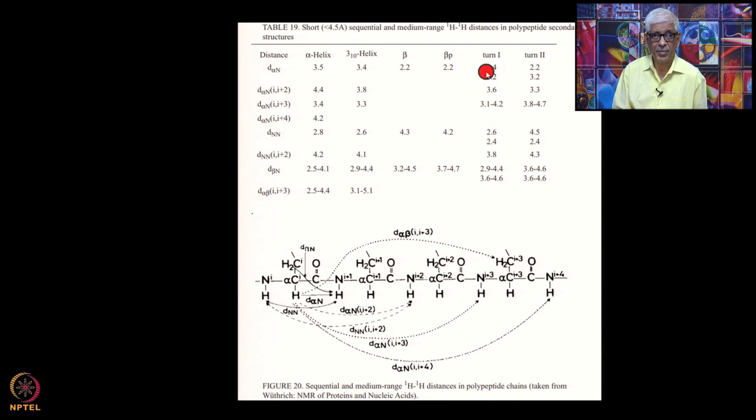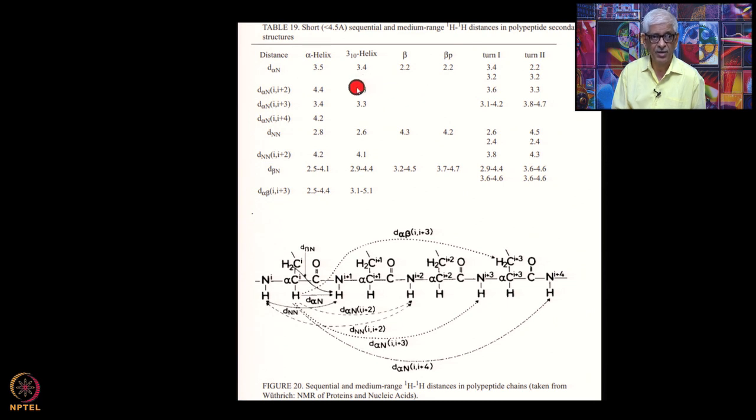And now, beta type turn 1, we indicated the different types of turns, and you will see that turn 1 has these characteristic features, but turn 2 has different features. This particular distance here is very short in turn 2, and this is more like the beta strand, antiparallel beta sheet or parallel beta sheet. This distance is very short, therefore that will discriminate between the two types of turns in this structure. And then you will also have this distance alpha n i to i plus 2, seen at 3.6, 3.3, and you will not find this in the beta sheet structures.